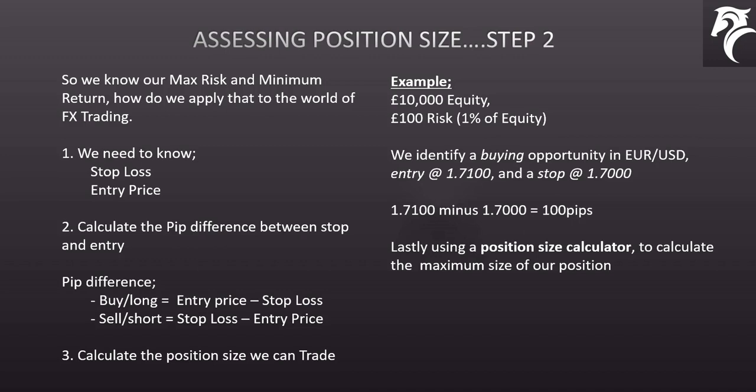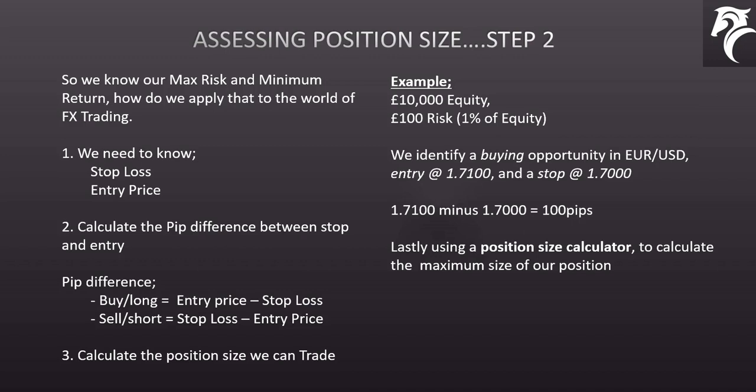So we want to go long euro-dollar at 1.7100, which is our entry price. And the most appropriate stop loss we have identified is at 1.7000. The difference between the entry and the stop loss is 100 pips.